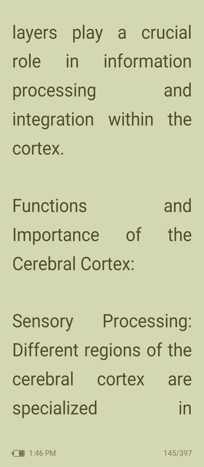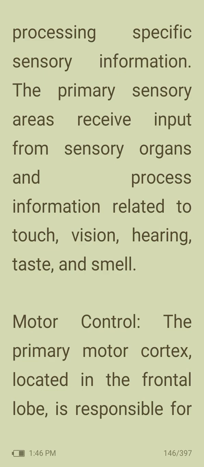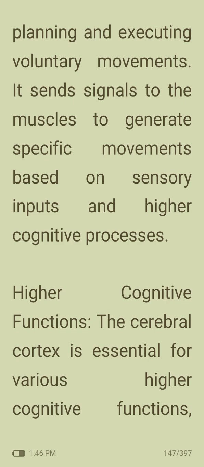Then, functions and importance of the cerebral cortex. Sensory processing. Different regions of the cerebral cortex are specialized in processing specific sensory information. The primary sensory areas receive input from sensory organs and process information related to touch, vision, hearing, taste, and smell. Then, motor control. The primary motor cortex, located in the frontal lobe, is responsible for planning and executing voluntary movements. It sends signals to the muscles to generate specific movements based on sensory inputs and higher cognitive processes.